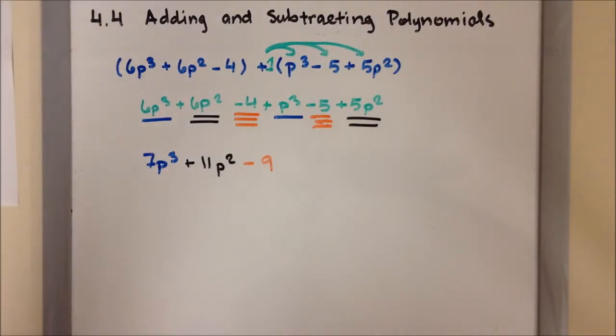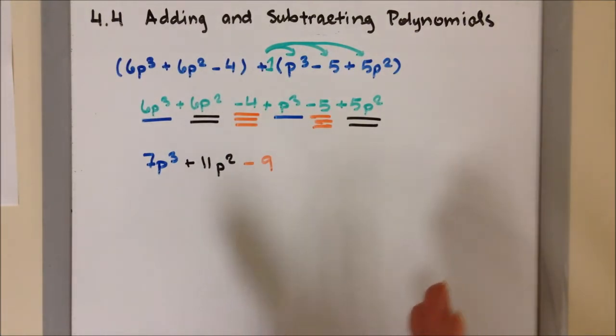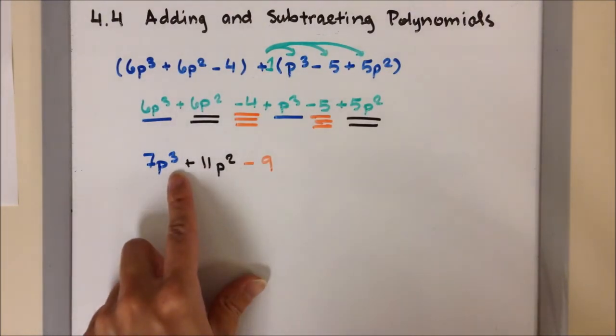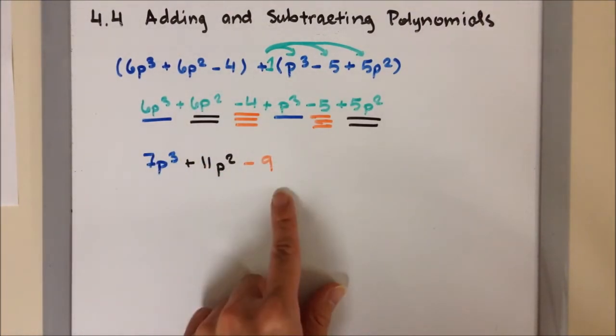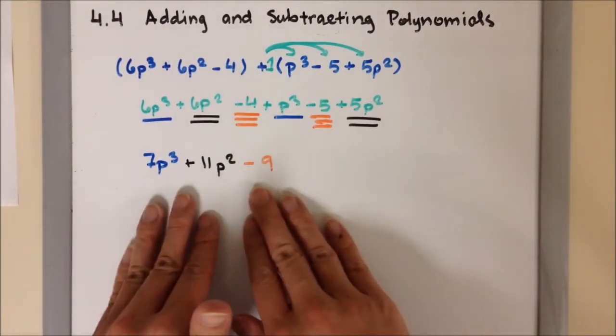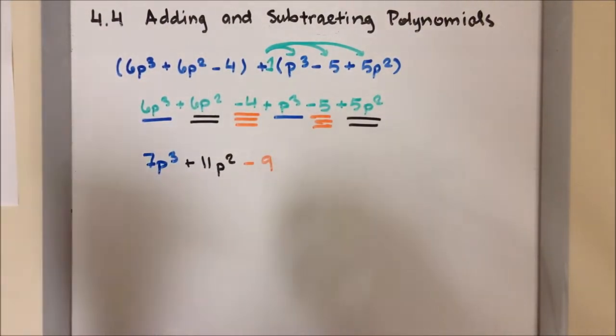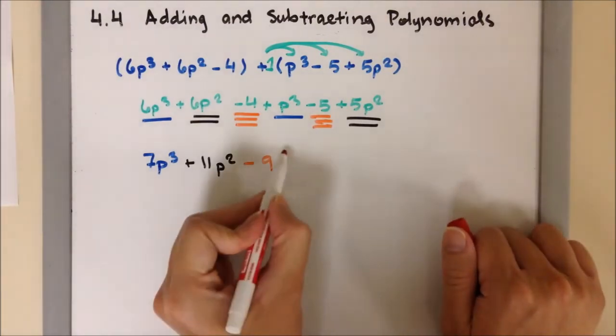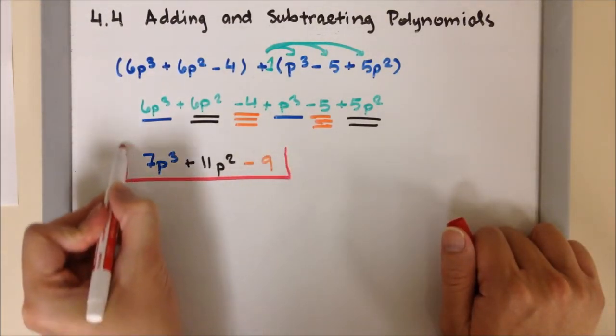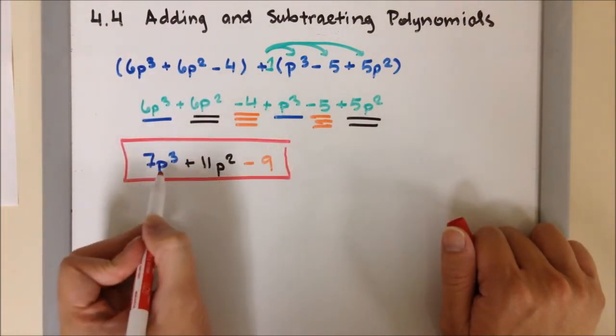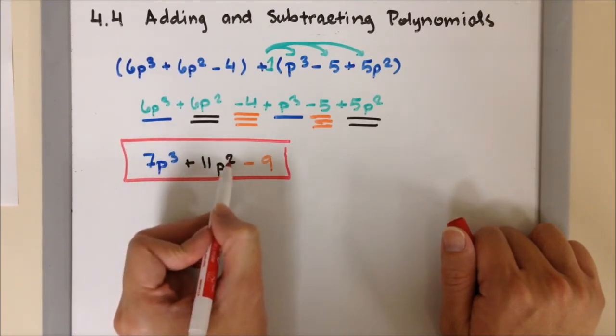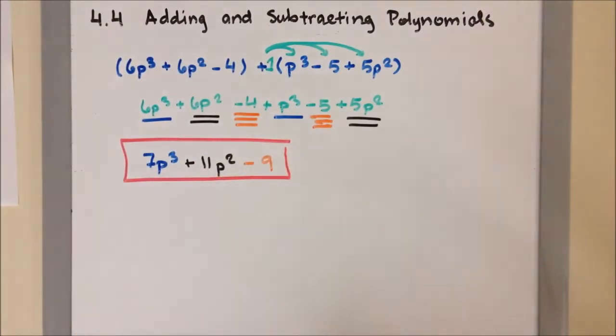So we check after we finish combining all like terms. Once you finish combining like terms, you check if you need to put them in order. This is the highest exponent, this is the second highest, and that's a constant number. So my answer is in order. I'm just going to simply box this up: 7p to the third plus 11p squared minus 9. That will be our final answer.